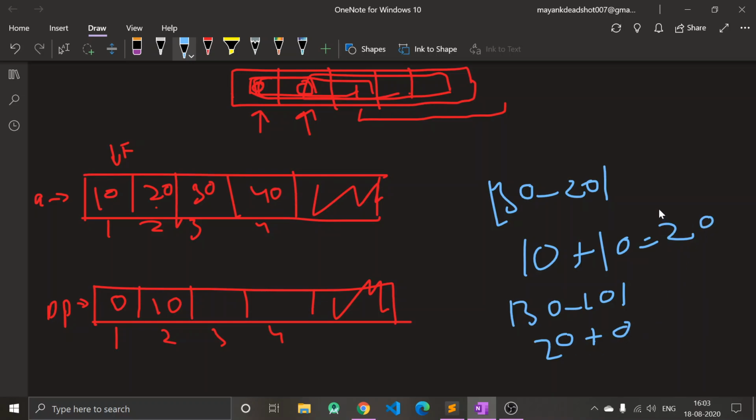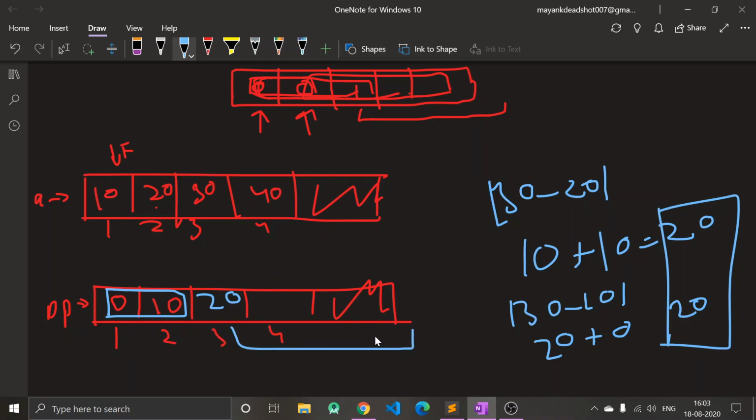So the minimum of 20 and 20 is 20. We will store it here, okay. I am painting it in red just because these two are pre-computed, okay. From here we will run a loop, so we can compute these two values.